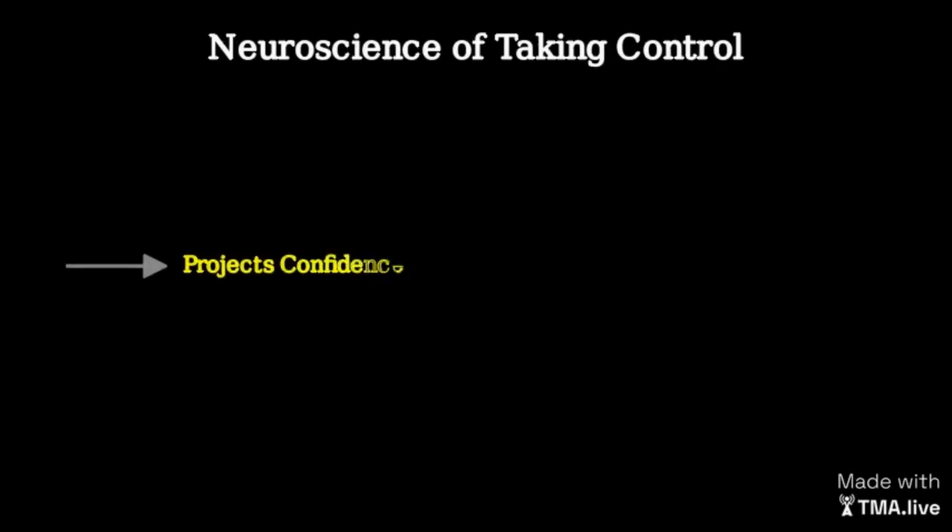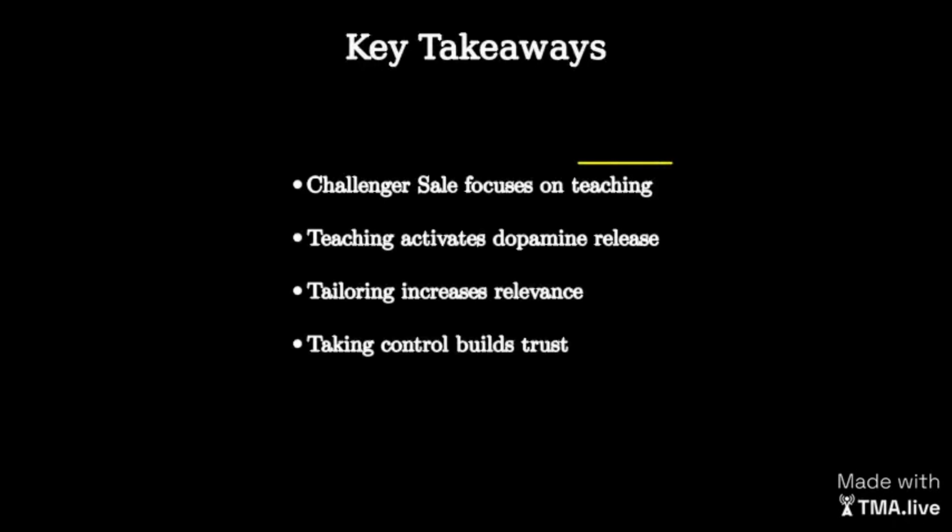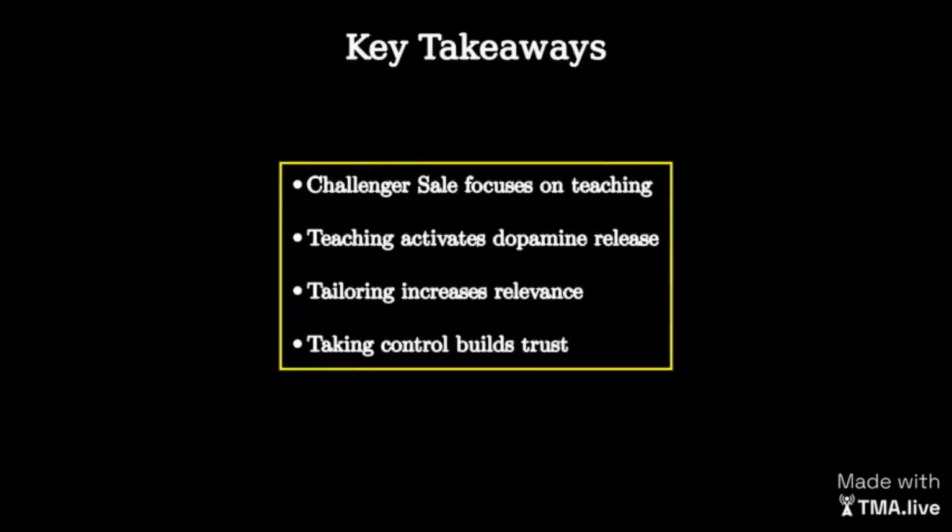Taking control of the sales process projects confidence and builds trust with the customer. This provides guidance and reassurance, helping them navigate the complex buying process more effectively. In conclusion, the Challenger sale approach focuses on teaching, which activates dopamine release, tailoring messages for increased relevance, and taking control to build trust and provide guidance.